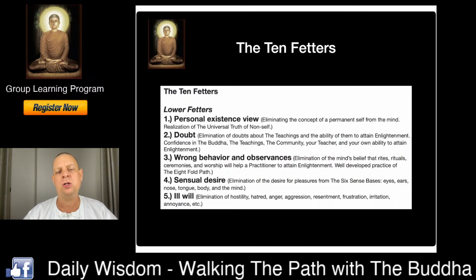So these fetters are organized into the lower fetters and the higher fetters. We're going to focus on the lower fetters first, and then we'll talk about the higher fetters as well. So this first fetter of personal existence view, this is where the mind is confused. It has misunderstanding. It has a lack of wisdom. It has a misperception and a misunderstanding of thinking that this body and or this mind is you and who you are as a person.